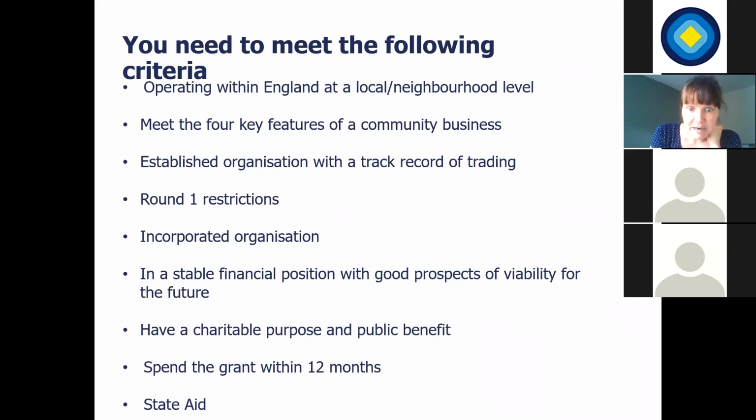So that's round 1 restrictions. You must be an incorporated organisation, so you must be legally incorporated with a legal form. You must be in a sustainable financial position with good prospects of viability for the future. You must have a charitable purpose and exist for public benefit, and you must be able to spend the grant within 12 months. And you must also meet our state aid requirements, which are spelled out in the guidance notes. Okay, next slide, please.